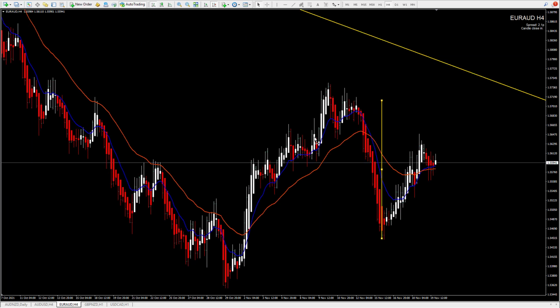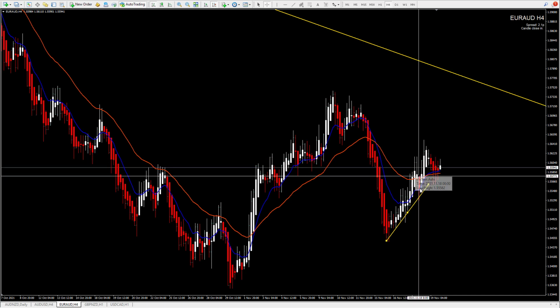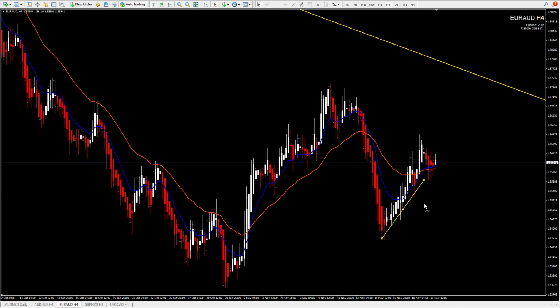Okay, so price went down, so we could say, okay, let's wait for the 4 hour chart entry later on, but this didn't happen. Yes, you see, this is our line. Price tried to break this, but it never happened.